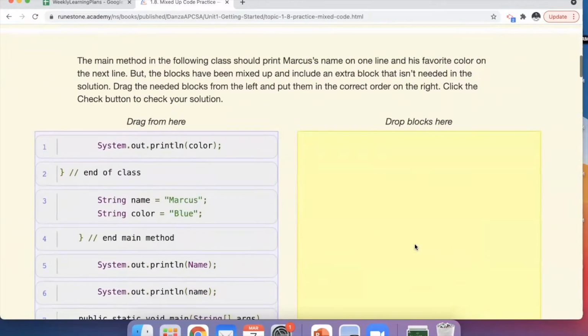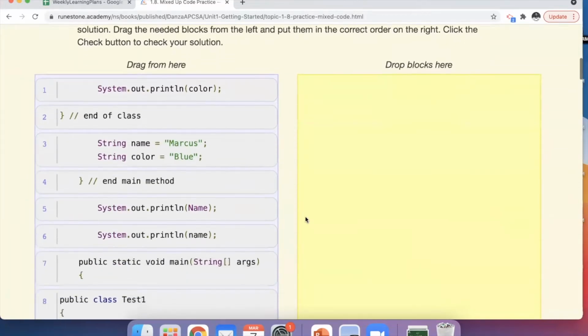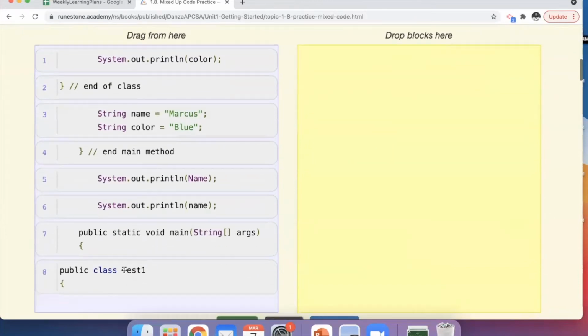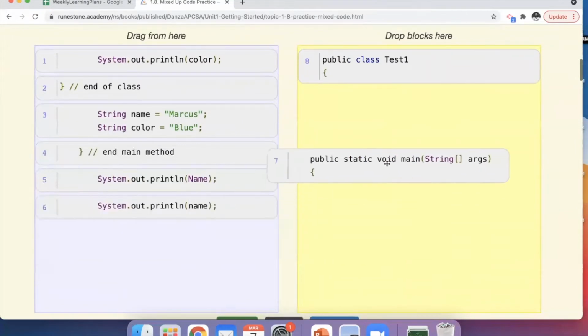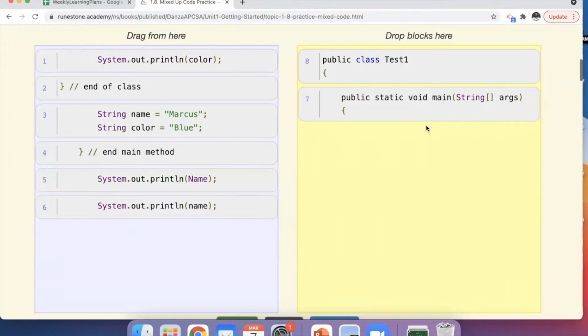The next one: the main method in the following class should print Marcus's name on one line and his favorite color on the next line, but the blocks have been mixed up. Drag the needed blocks from left to right. All right, so first we have to start off with our class. It's called Test1 in this case. Our main method, dragging our main method out there. We always start with our main method. That's where the program looks to start executing the code.